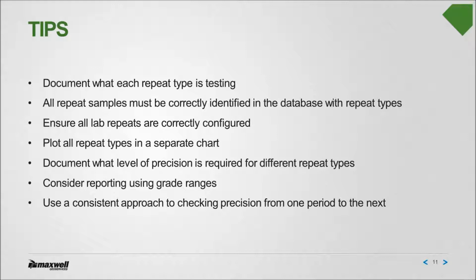Consider reporting using grade range as well, because at high grade there will be low variance. Even though the variance is big, due to the big number you will have a small difference in percentage, because it's an average. But with the small grades, you get a small difference, yet when you look at the percentage, it will be a big percentage. So we cannot judge by percentage alone. We need to be careful about which grade we are talking about. Use a consistent approach to checking precision from one period to the next as well.